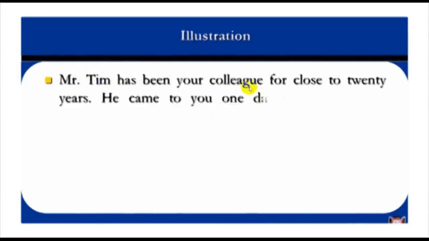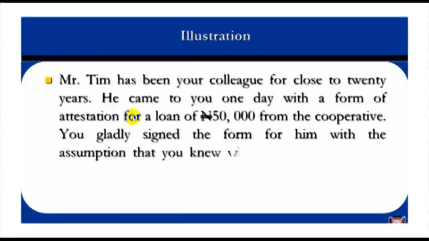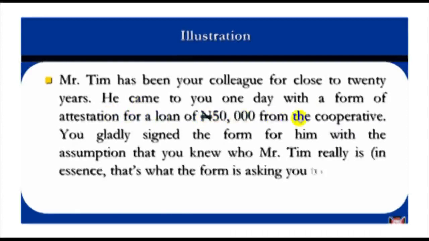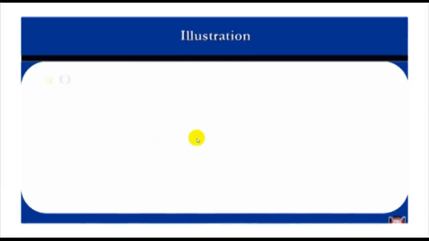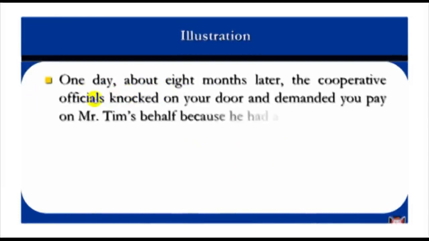Illustration. Mr. Tim has been your colleague for close to 20 years. He came to you one day with a form of attestation for a loan of 50,000 naira from the cooperative. You gladly signed the form for him, with the assumption that you knew who Mr. Tim really is. In essence, that's what the form is asking you to attest. One day, about 8 months later, the cooperative officials knocked on your door and demanded you pay on Mr. Tim's behalf because he had absconded with the money.